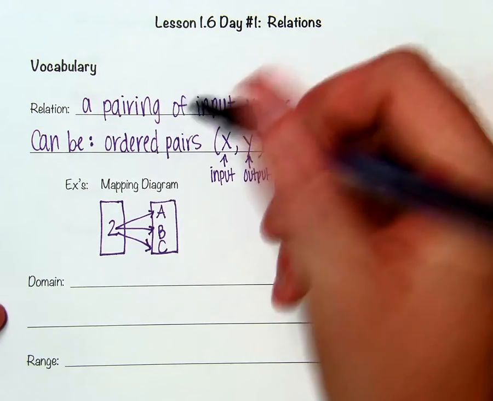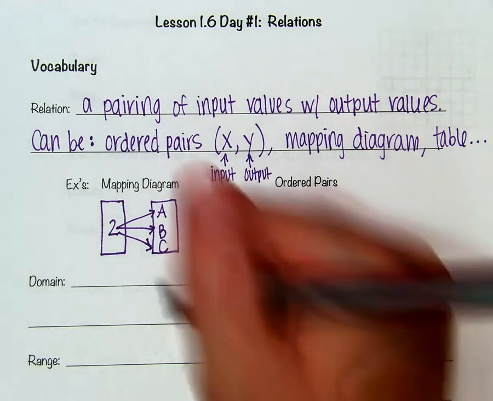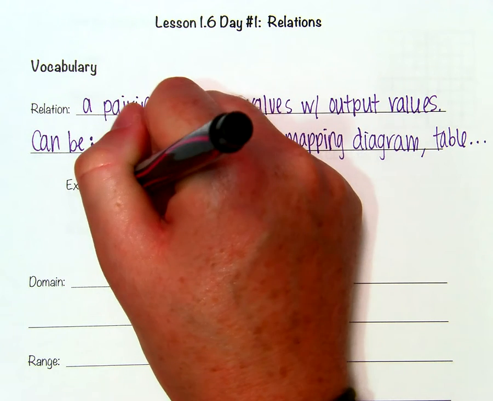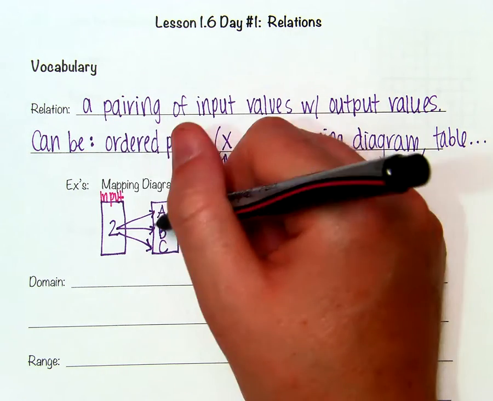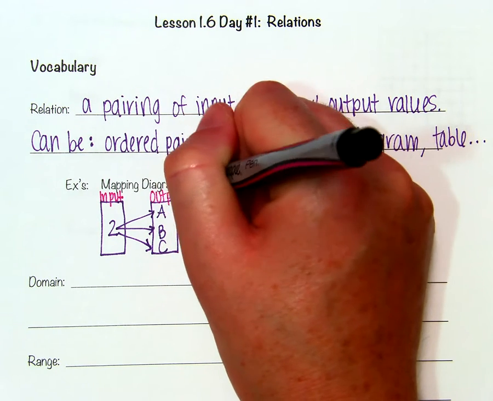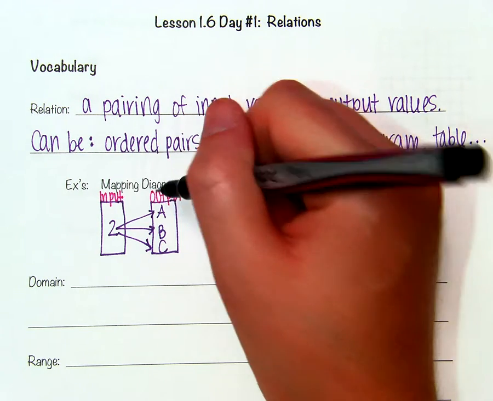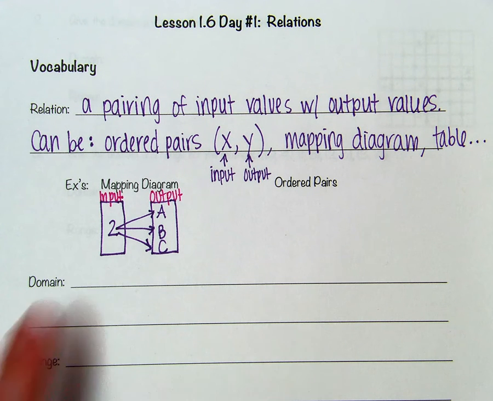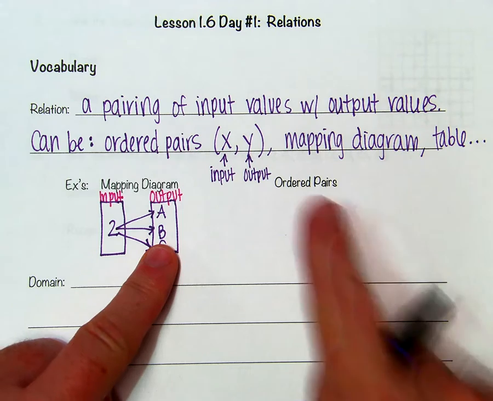Here's what you need to know from that, though. The things on the left-hand side, for me it's just the 2, those are my inputs. Whereas all the things on the right-hand side here that things are being mapped to, those are the outputs. And it's not going to say input on the left and output on the right. So you have to know that the inputs are on the left and that the outputs are on the right-hand side. The way that I would take this information and put it in ordered pairs, it would look like this.